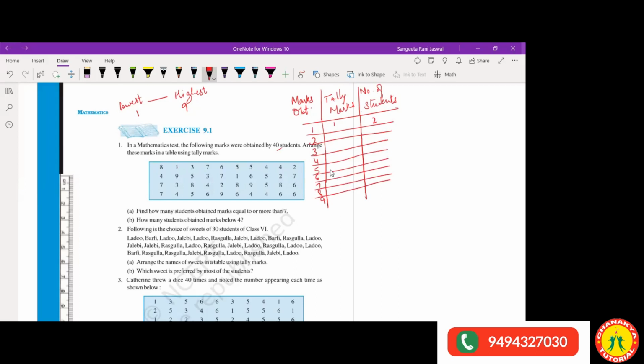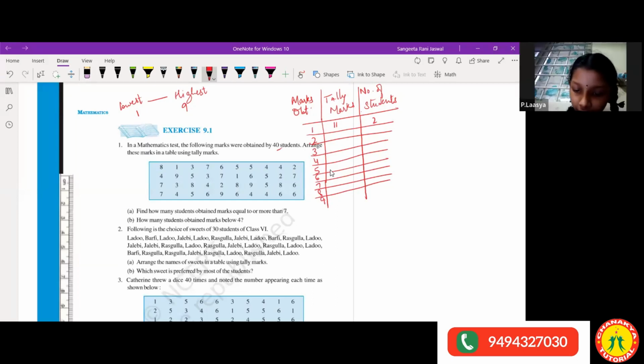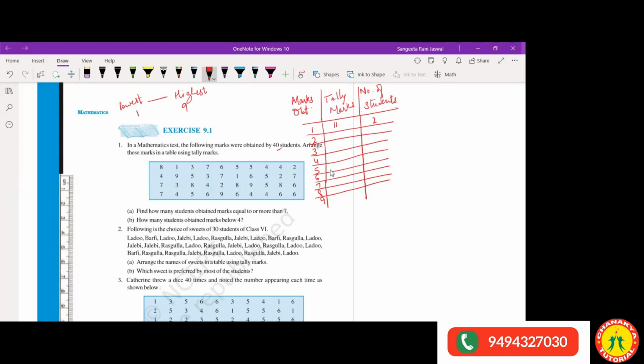For 2, I will represent 2 like this in the tally form. Now let's see how many children got 2 marks. In the first line, I have 1, 2, 3 people, then another 2, then 3, then 3. So this is 3. In tally form, I will represent it like this. So similarly, please quickly find all these numbers. Find how many marks were achieved by how many children.